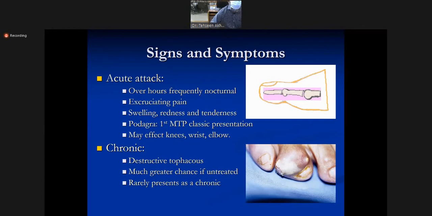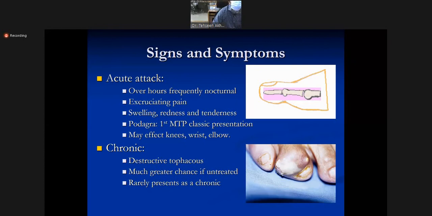Now, in an acute attack, the joint which is involved is the first metatarsal. It is frequently nocturnal, usually present in the night, and there is excruciating pain. There is swelling, redness, tenderness, and when you palpate, you feel the area is hot, and it looks like it is infectious, inflammatory and infective. The swelling, redness, and tenderness are the main signs and symptoms. The first metatarsal classically presents, and it is called podagra.